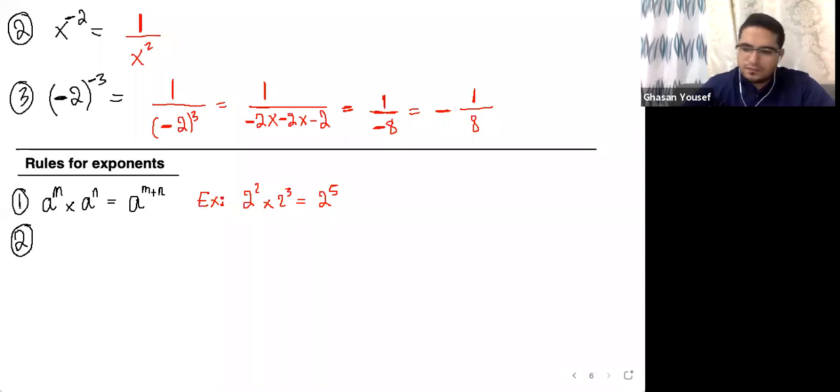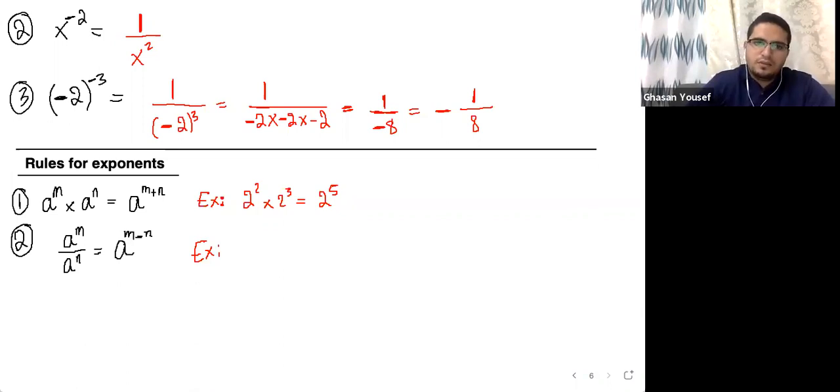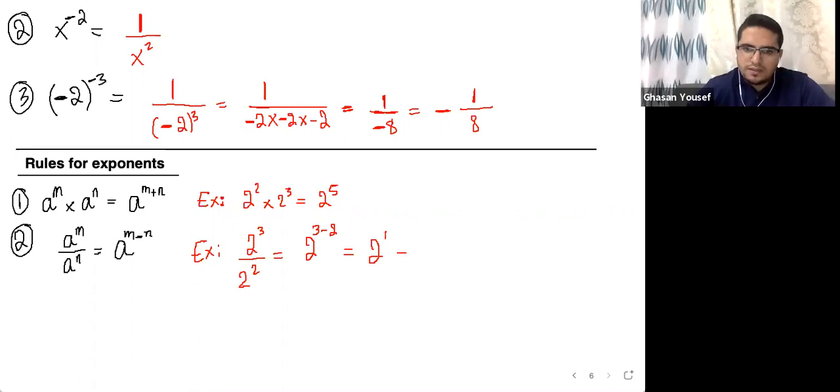Second rule, if I have a to the power m over a to the power n, if the base is the same and we are dividing two powers with the same base, this is equal to a to the power m minus n. Example for that, the same thing, 2 to the power 3 over 2 to the power 2, this is equal to 2 to the power 3 minus 2. And the answer is 2 to the power 1, and this is equal to 2.